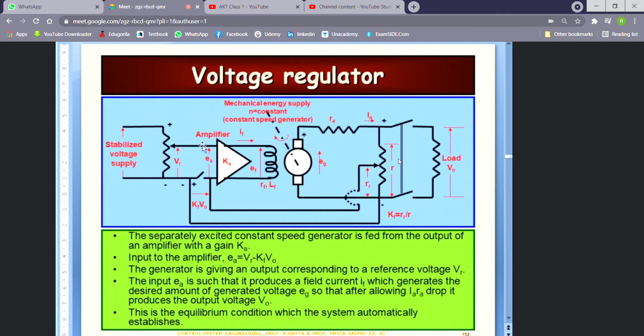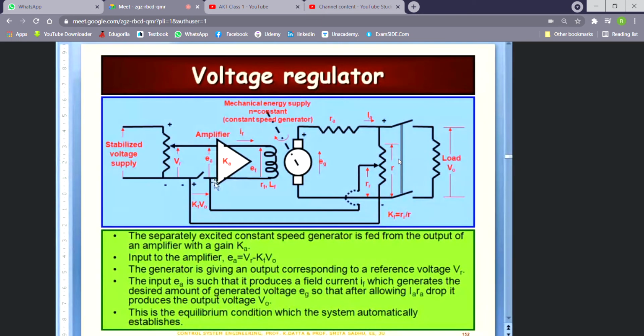Next, this reference voltage is being applied at the input side of an amplifier, right? So this is the amplifier with a particular gain. Ka is the gain of the amplifier, which has been specified over here, right? The input applied to the amplifier is denoted as EA.